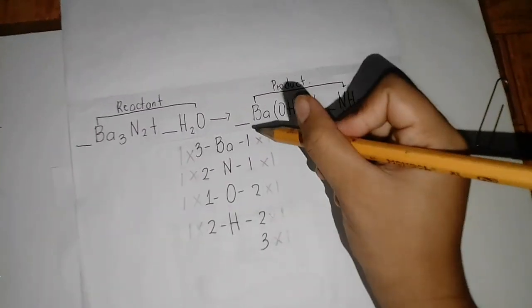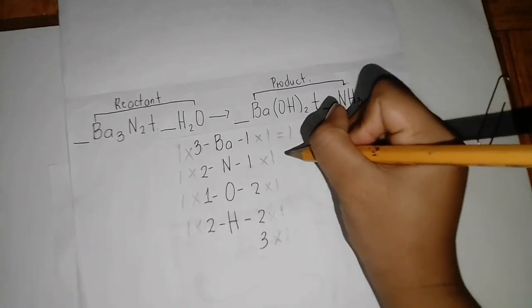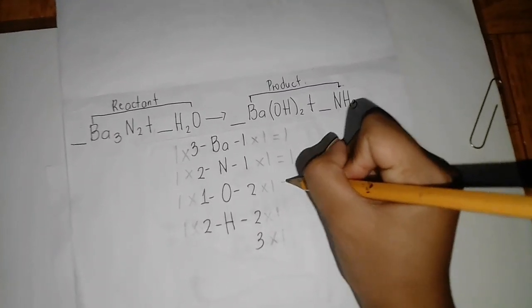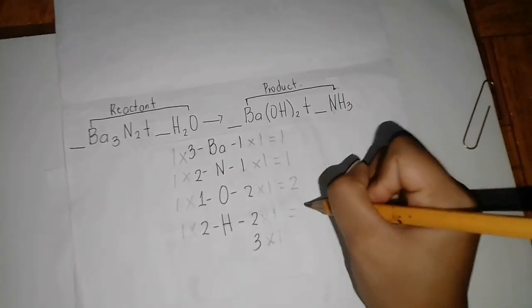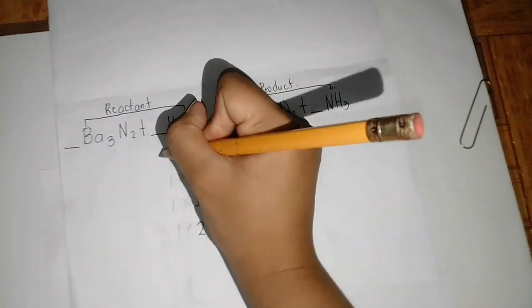So we have 1 times 1 is equal to 1. 1 times 2, the answer is 1. 2 times 1 is equal to 2. And 2 times 1 is equal to 2. 3 times 1 is equal to 3. 3 times 1 is equal to 3. 2 times 1 is equal to 2. 1 times 1 is equal to 1. 2 times 1 is equal to 2. So we are done with rule number 4.